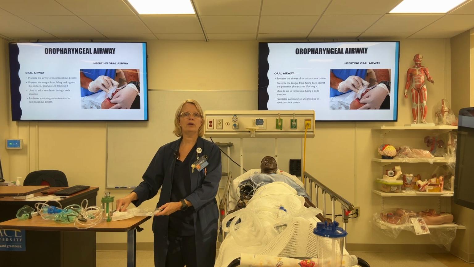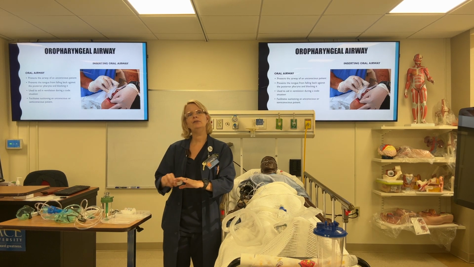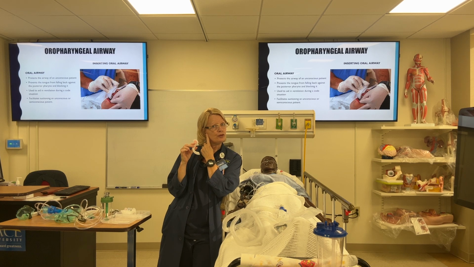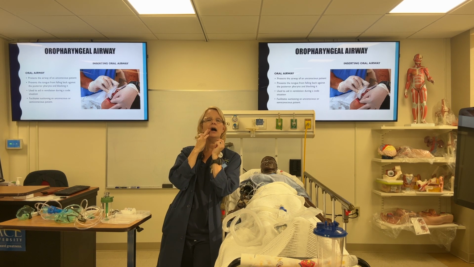And the way you measure your airway device, if you're going to do an oropharyngeal airway, is you put one side of your airway at the tragus of the ear and the other side of the airway at the side of the lip. That's how you measure if it's the right size for the patient. If it's too small, you need to go up a size. If it's too big, you need to go down a size.